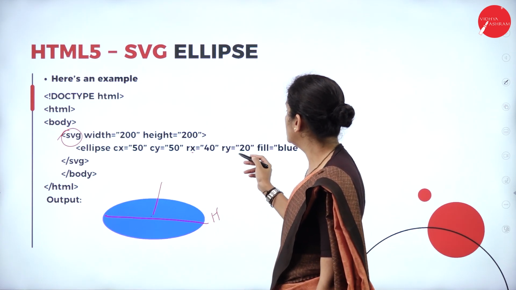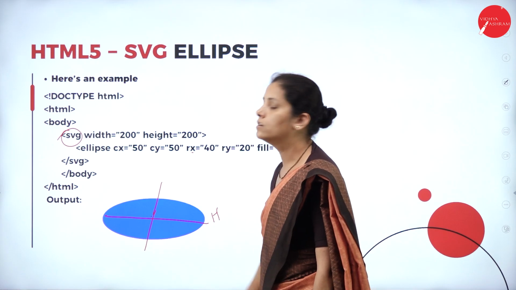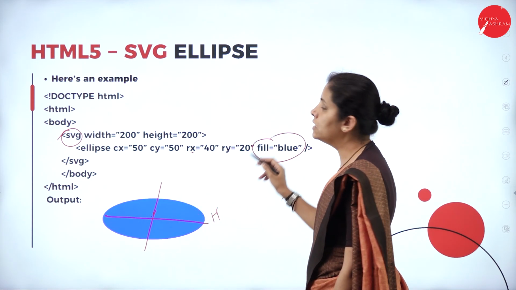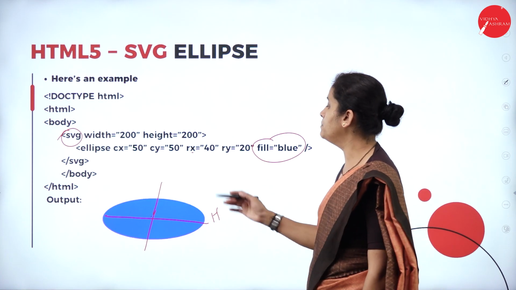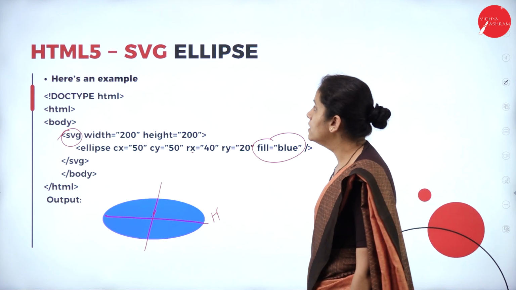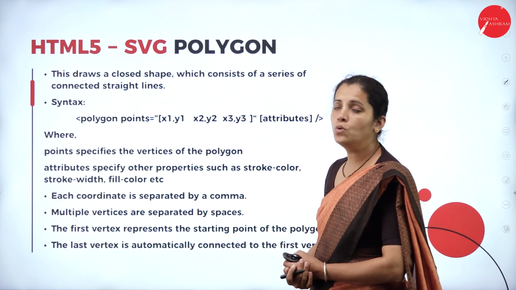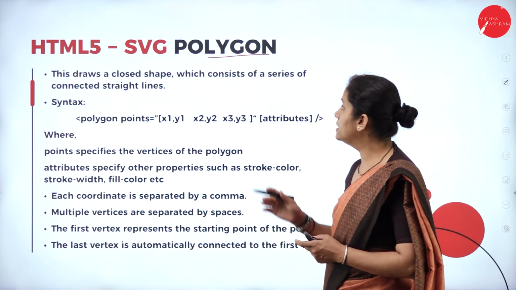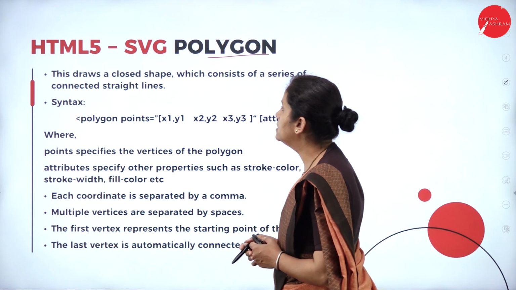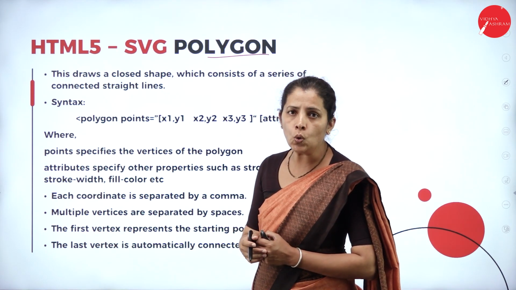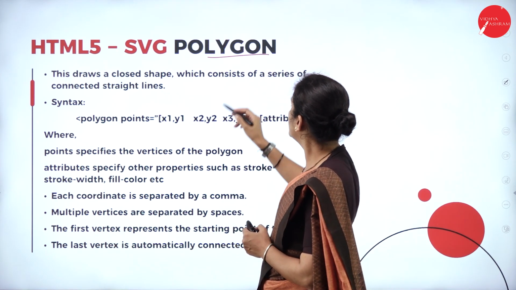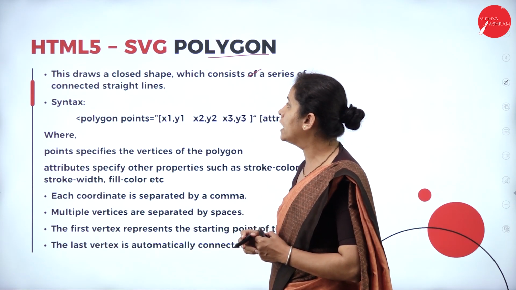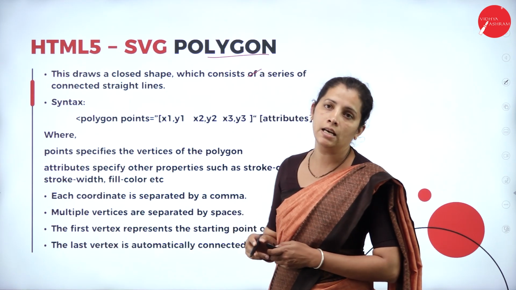Okay, then if I consider Ry, it is nothing but the vertical. Then what is the color of the ellipse? That is nothing but the blue color. Now I'm going to have one more SVG element, that is nothing but the polygon. This draws a closed shape which consists of a series of connected straight lines.